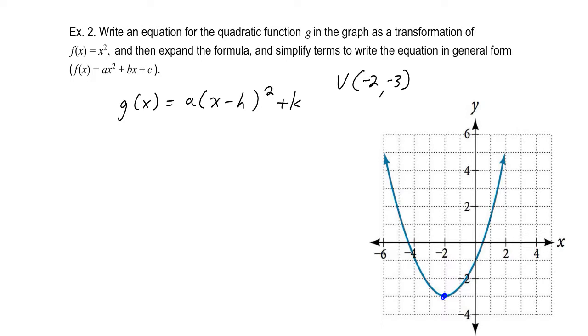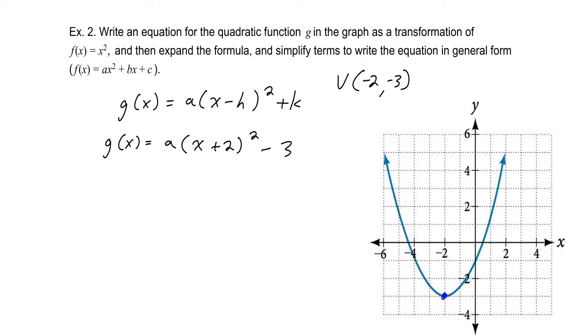So replacing those here, we have a times x minus h, so that will be a times x plus 2 squared. Remember our transformations, having an x plus h shifts it to the left, which is exactly what we see here. x plus 2 squared minus 3 because it shifted down 3. We have to find the value a, however.